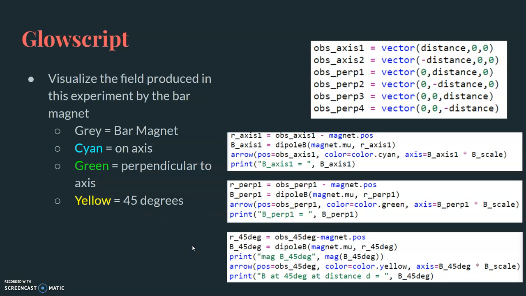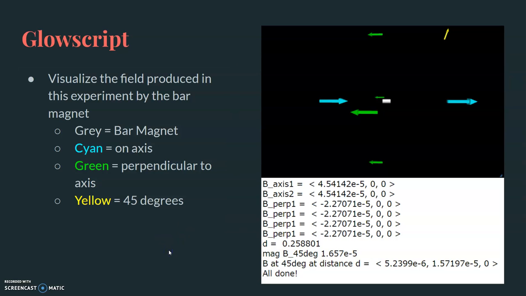I then created a visualization of the magnetic field by determining 2 on-axis positions and 4 perpendicular positions compared to the bar magnet. Computed the magnetic field at these points using my function that we just saw, and then visualized them using GlowScript. I also visualized the magnetic field at a point 45 degrees to the bar magnet, which can be seen at the last part right here. So at the top, these are my vectors. Here is the on-axis calculations, and then below that is the perpendicular calculations. And then I created visualizations of magnetic field here.